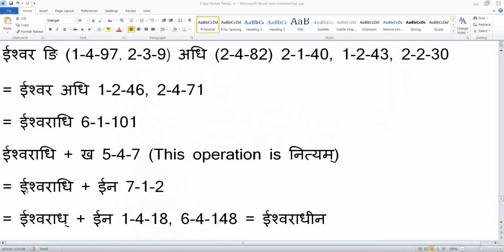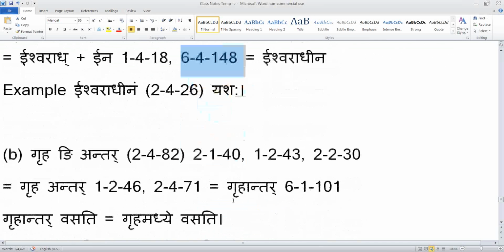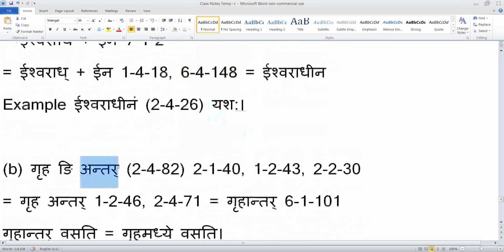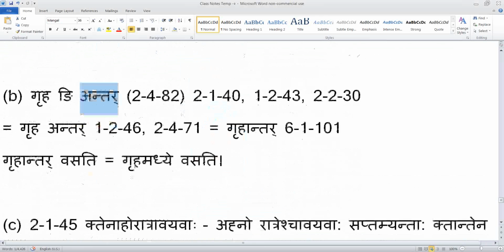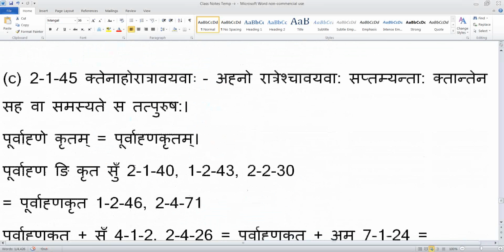And of course, Ishwaradhi gets the Bhasanya, then Yasya Iti Cha, and it becomes Ishwaradhinam. Okay, let's stop here. Ishwaradhinam Yashaha. Next time we'll do it with the word Antar, also in the Shaundadi Gana. And the last one we'll do is the 2145. So we should finish this lesson pretty easily in the next class.